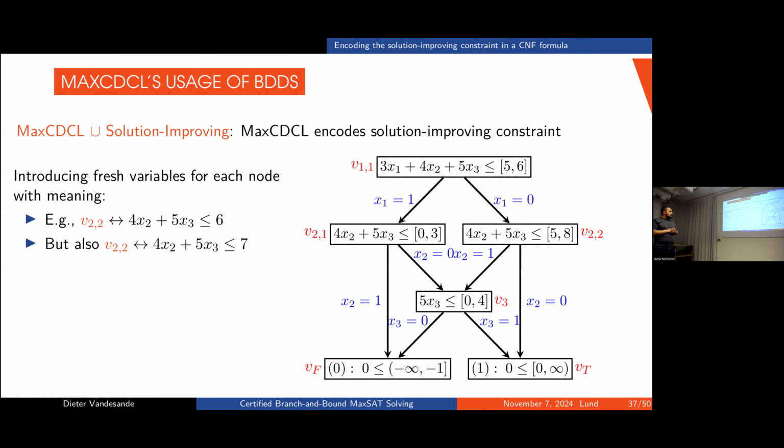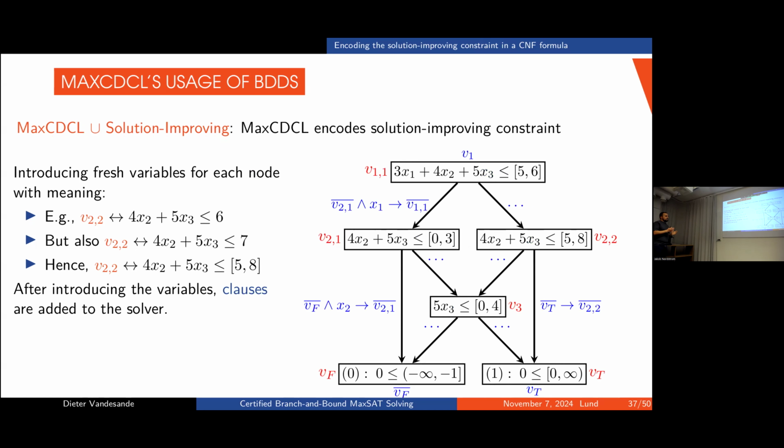But actually, if you look well enough at this constraint, if 4x2 plus 5x3 is smaller than or equal to 6, it's also smaller than or equal to 7, right? Because if both of them are true, then you get a 9. And if one of them is true, then you get 5 or 4. So smaller than or equal to 6, but also smaller than or equal to 7. And actually, we will represent this by an interval. So this means that B is true if and only if the constraint with the right-hand side 5, 6, 7, or 8. That's how we will present it.